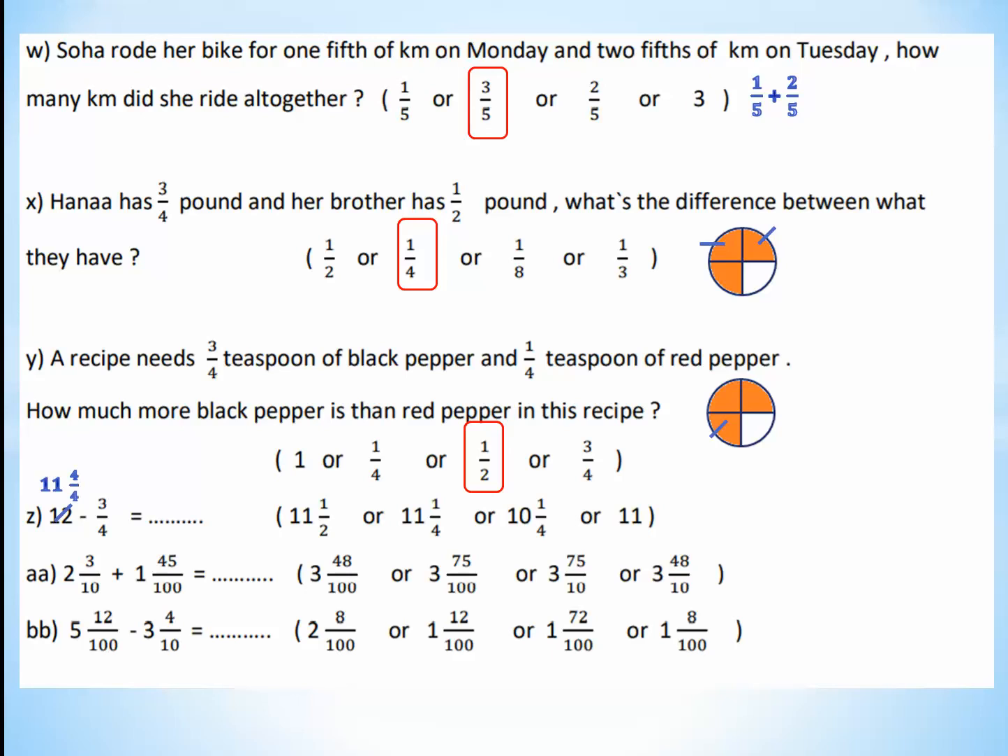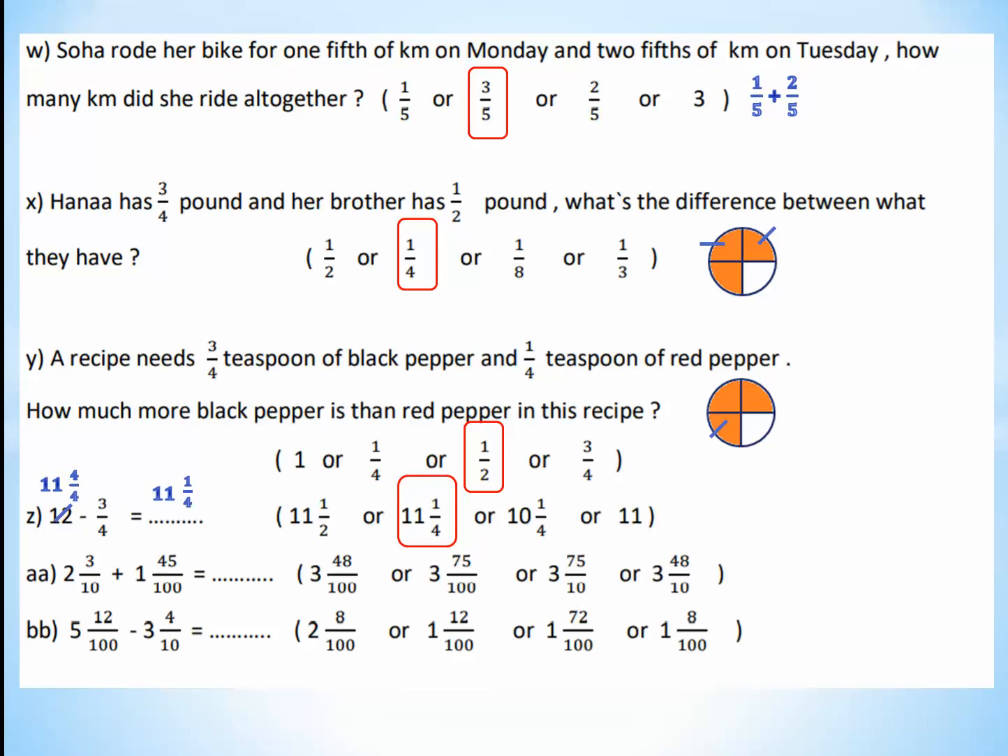If we have, in subtraction, a whole number minus a fraction, we must cross the whole number and replace it with a fraction. So we will decrease it by 1, it will be 11, and we will take the denominator up and down. So it will be 4 over 4, 11 and 4 over 4. 4 minus 3 equals 1, and 4 as it is. 11 minus 0 equals 11. So the right answer is 11 and a quarter.